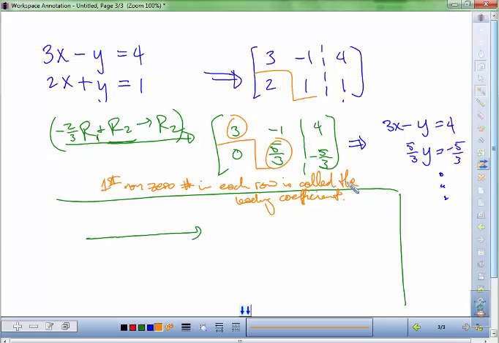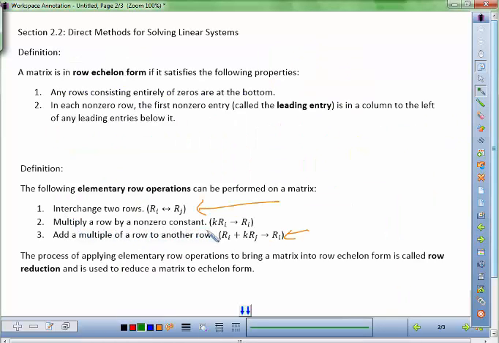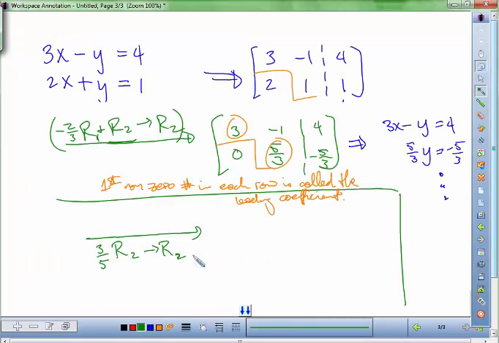So, for example, if we take the second row and multiply it by 3/5, thank you. If you take the second row and multiply it by 3/5, and then replace the second row with that new row, that's an elementary row operation. Multiplying a row by a non-zero constant is an elementary row operation. So we can do that here. 3, -1, 4. Multiply this by 3/5, we're going to get 1, and then we're going to get -1 for there.